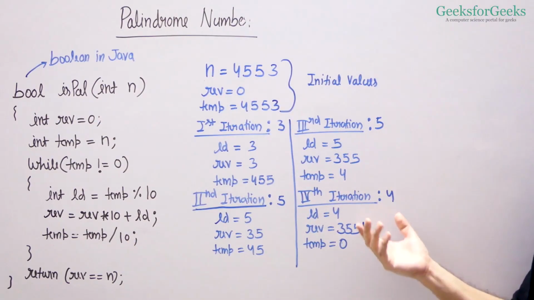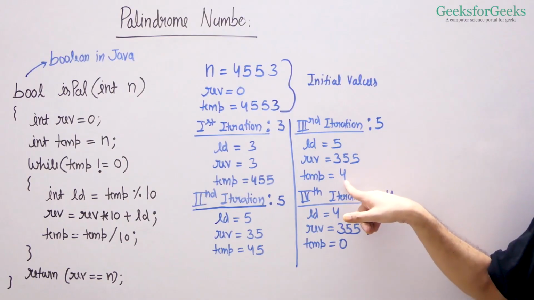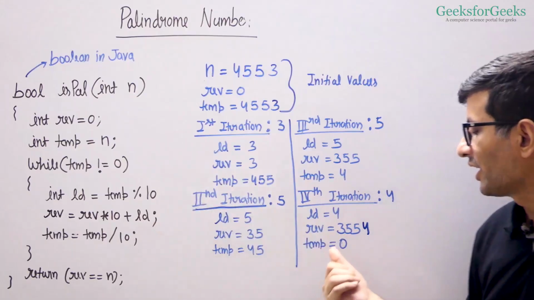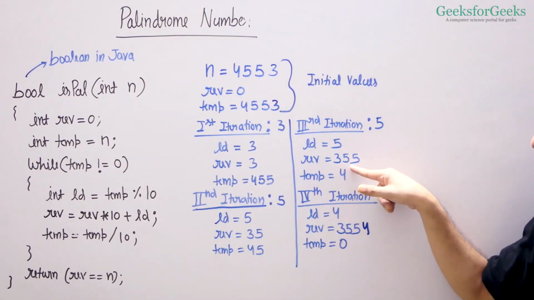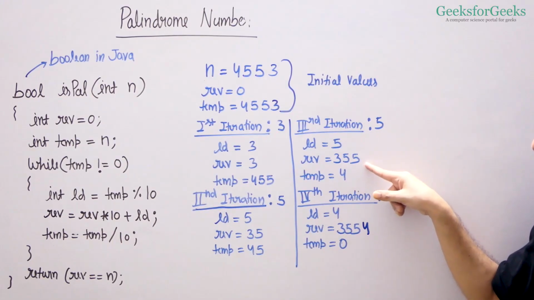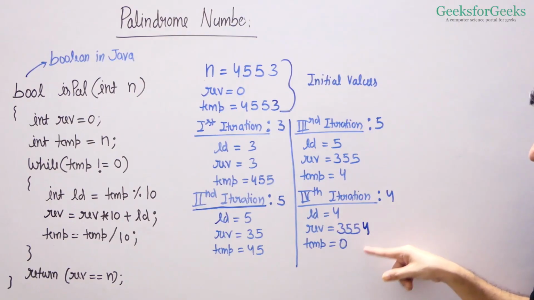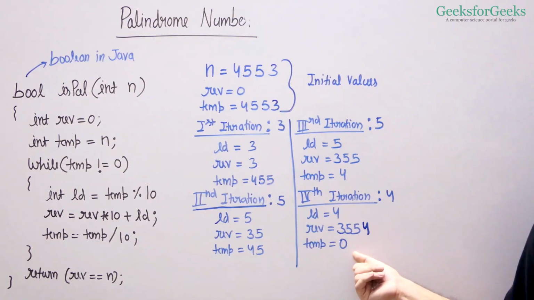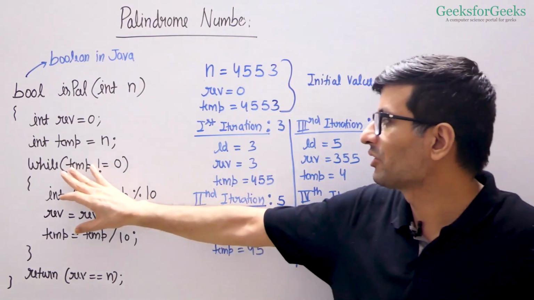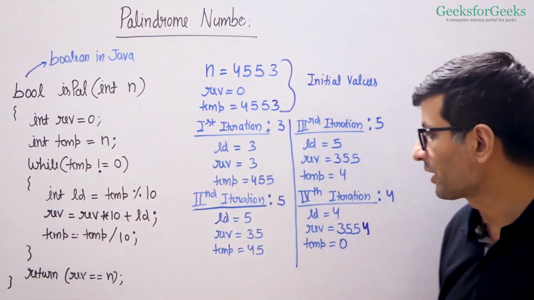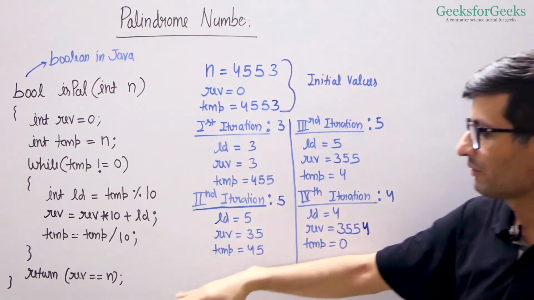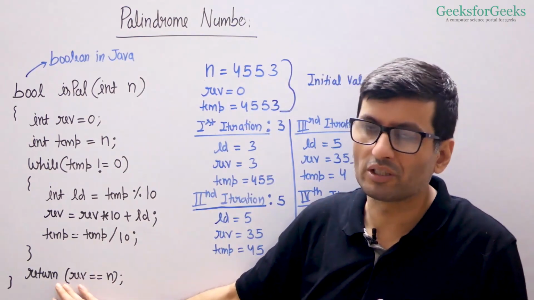Now we have only one digit, so one more iteration. Now we get the last digit as 4 by this operation. And then we get the reverse as 355 into 10, 3550 plus 4, 3554. And then we do temp equal to temp by 10. So 4 by 10 now becomes 0. And when temp becomes 0, we come out of this loop. And when we come out of this loop, we have reverse and we have our original number in n. We simply compare these two and we return false.